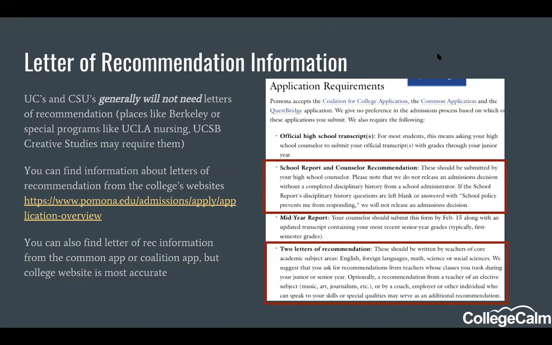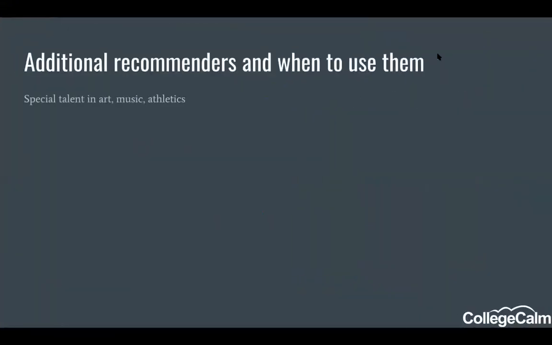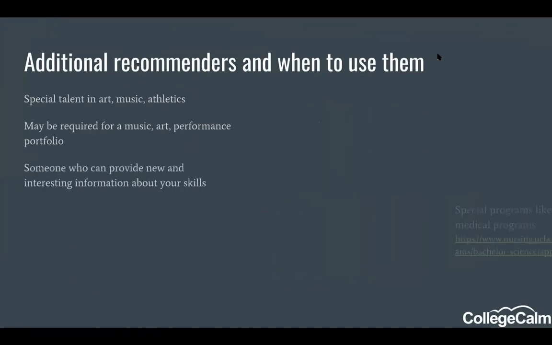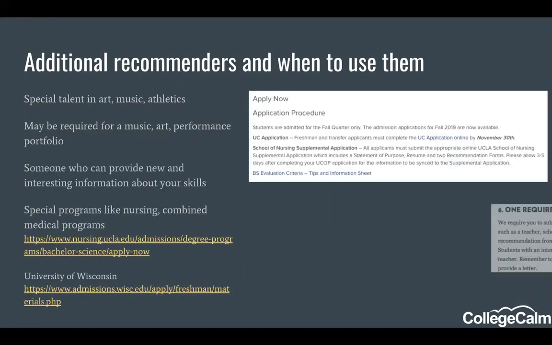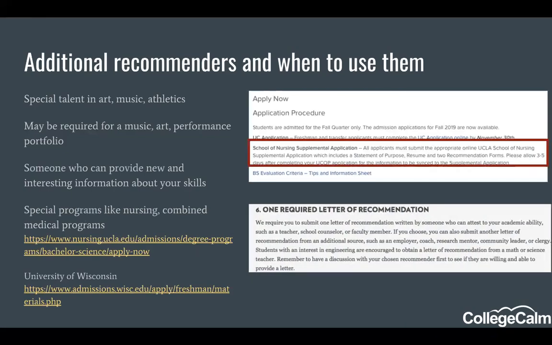If you have a special talent in art, music, or athletics, and in fact, if you're applying to a music program or the performing arts or any kind of visual art, they may actually ask for a recommendation from your teacher or an additional recommendation from somebody who knows you based on your talents. And they may be included in that performance portfolio. So it's just something to check out and make sure that you know all of those requirements.